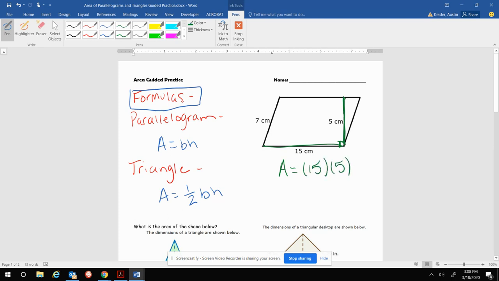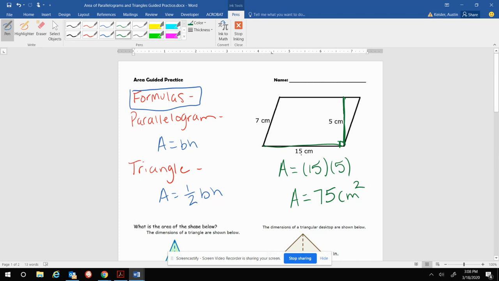So I have 15 times 5, and then right over here to the side, I'm going to actually do that. So 5 times 5 is 25, and 5 times 1 plus 2 is 7, so 75. So my area is 75 centimeters squared.